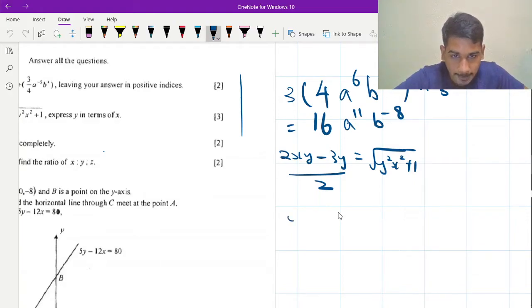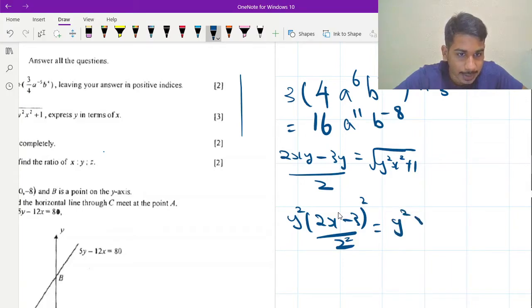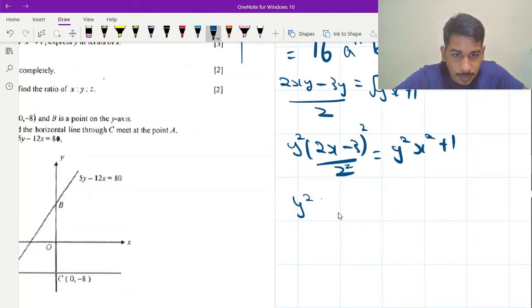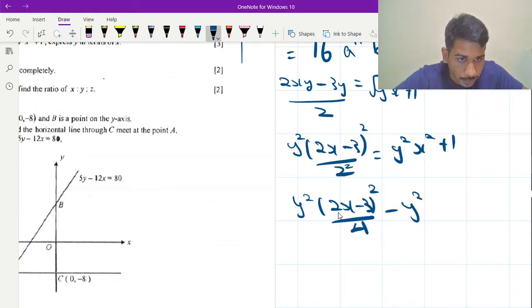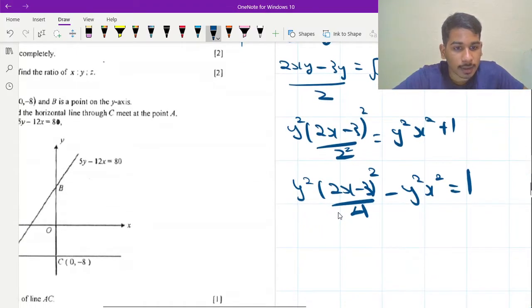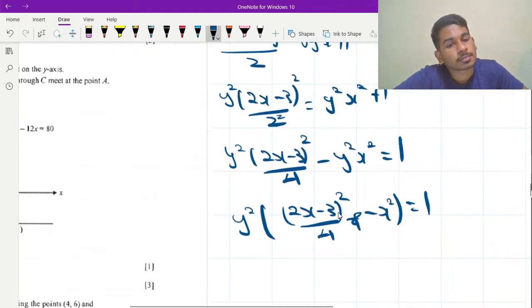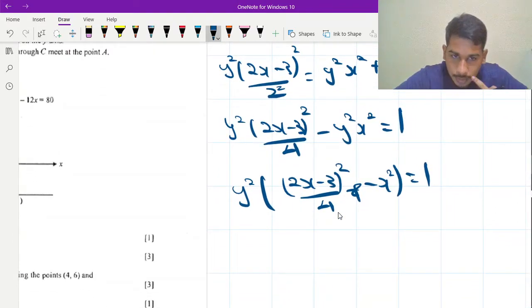Oh no, I'll take out the y. Then it'll be 2x minus 3 over 2. And then we square both sides. It squared is equal to y squared x squared plus 1. Then what do we have? We have y squared times (2x minus 3) squared over 4 minus y squared x squared is equal to 1. And then y squared is going to be, this is so weird, (2x minus 3) squared over 4 minus x squared is equal to 1. Wow, this is weird.